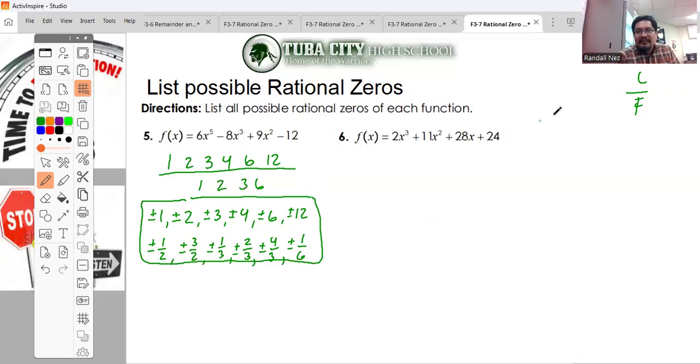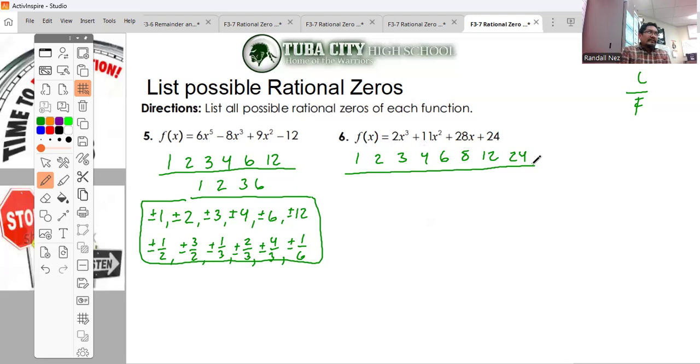So last number is 24. So think of all the numbers that multiply to 24. So 4 times 6, 3 times 8, 2 times 12, and 1 times 24. So we got a lot of numbers, okay? Got quite a lot of numbers there.